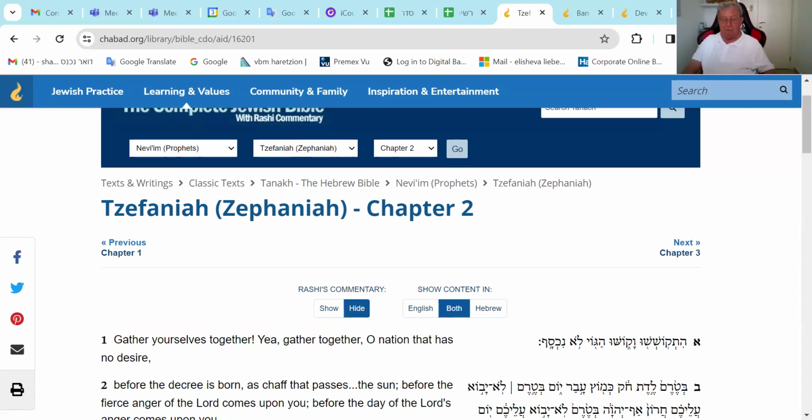Steinsaltz says gather you. Can I make a comment? Yes. Zephania should be familiar to all of us, because we say it in Birkot HaShachar, we remember him.